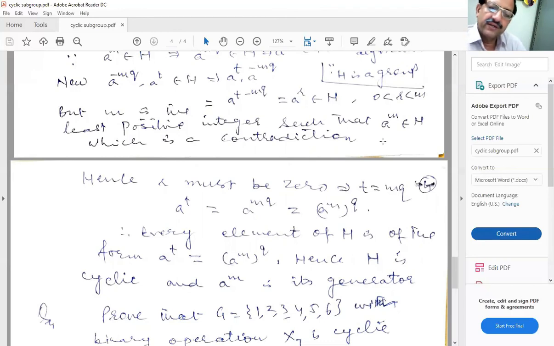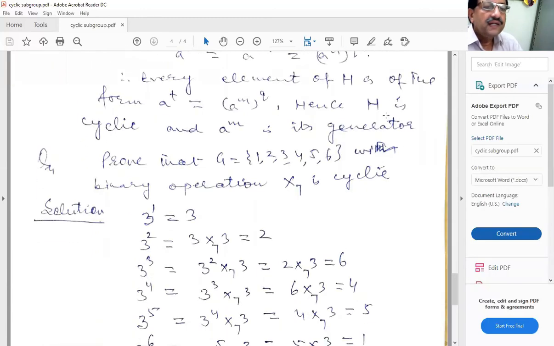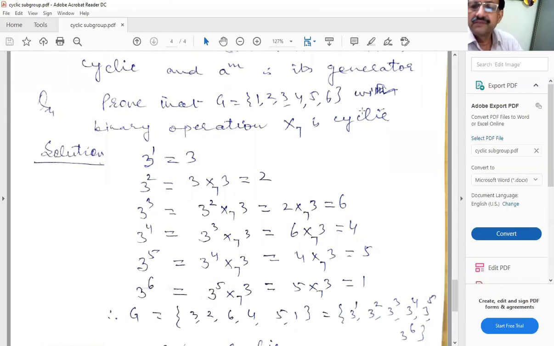इसका माने क्या हो गया, a raised to power t, some element of H, can be written as some power of a raised to power m, and a raised to power m is the generator of the cyclic group H. Now, a numerical question number 4.